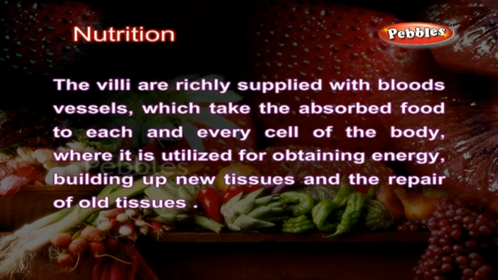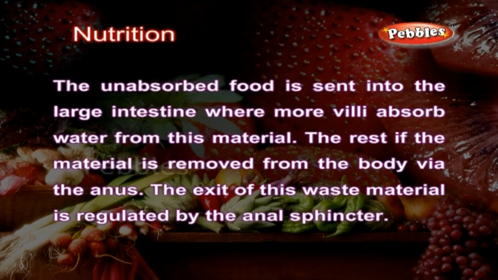The villi are richly supplied with blood vessels which take the absorbed food to each and every cell of the body, where it is utilized for obtaining energy, building up new tissues, and the repair of old tissues. The unabsorbed food is sent into the large intestine where more villi absorb water from this material. The rest of the material is removed from the body via the anus. The exit of this waste material is regulated by the anal sphincter.